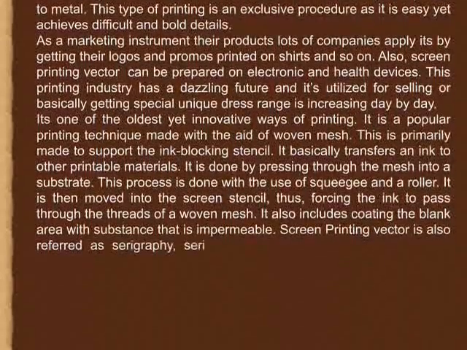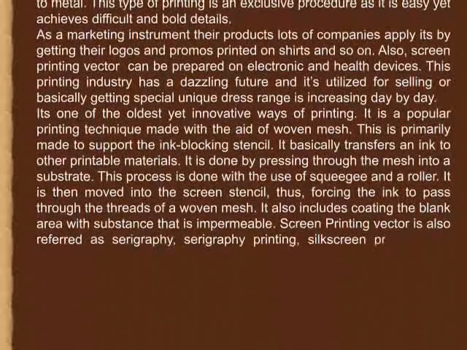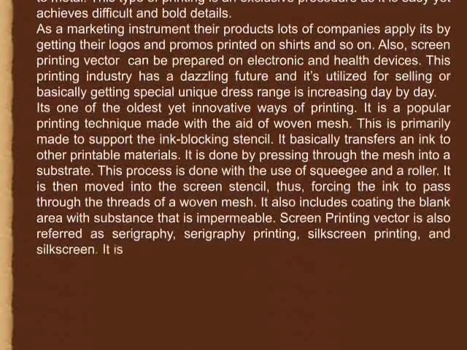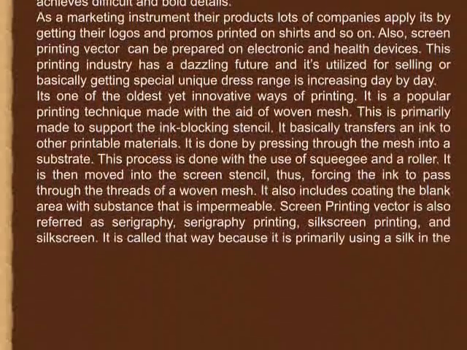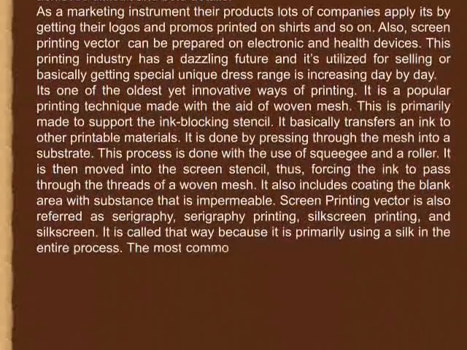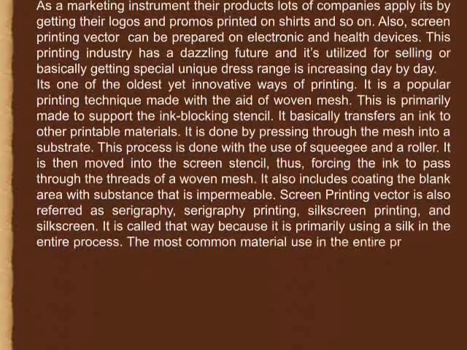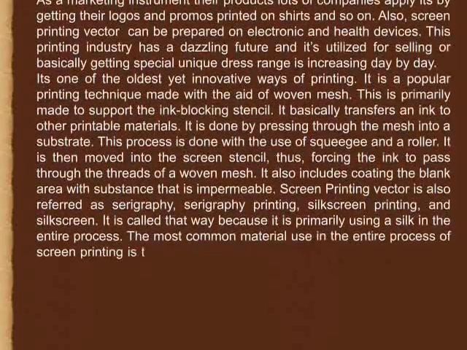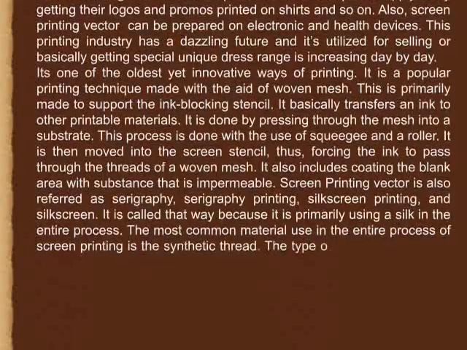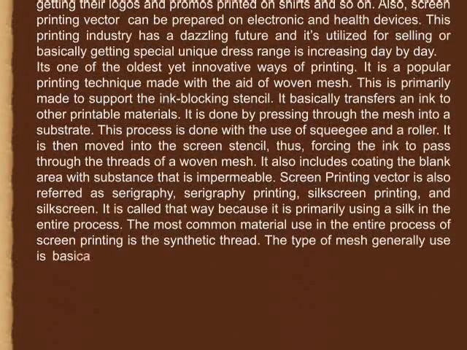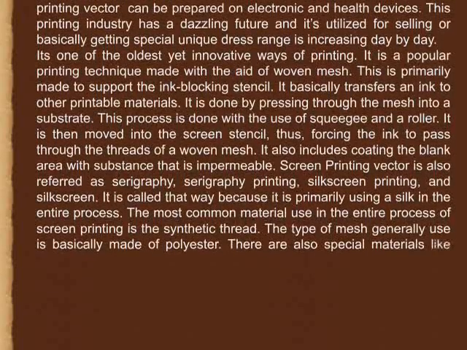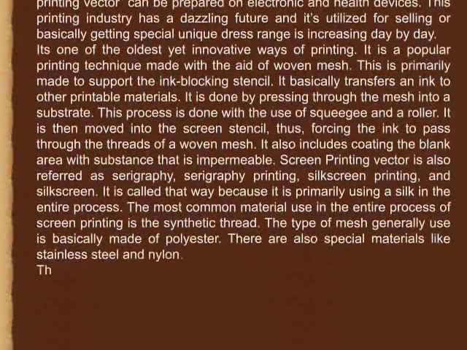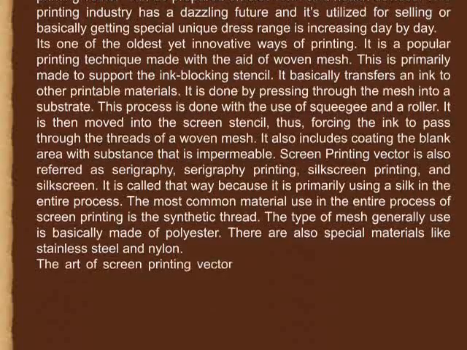Screen printing vector is also referred to as serigraphy, serigraphy printing, silk screen printing, and silk screen. It is called that way because it primarily uses silk in the entire process. The most common material used in the entire process of screen printing is the synthetic thread. The type of mesh generally used is basically made of polyester. There are also special materials like stainless steel and nylon.